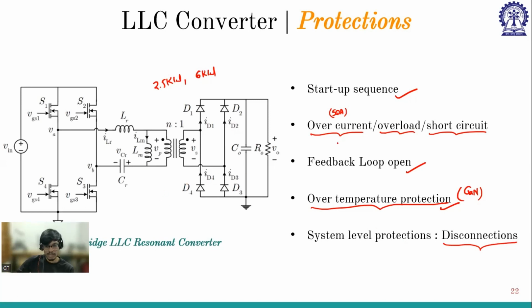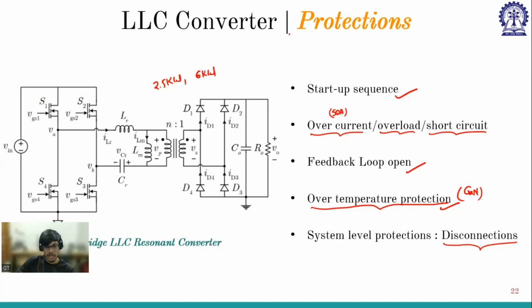Overcurrent, overload, and short circuit are common in any product. So instead of getting damaged directly, the controller will ensure that the converter gets shut down, so that it will not be damaged.